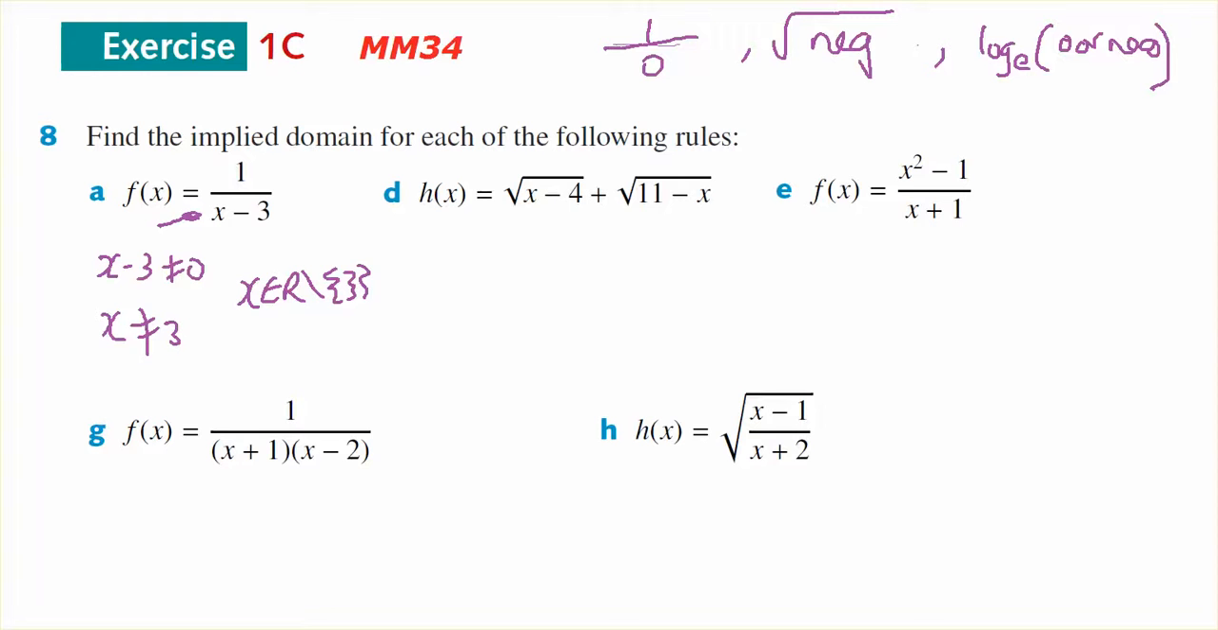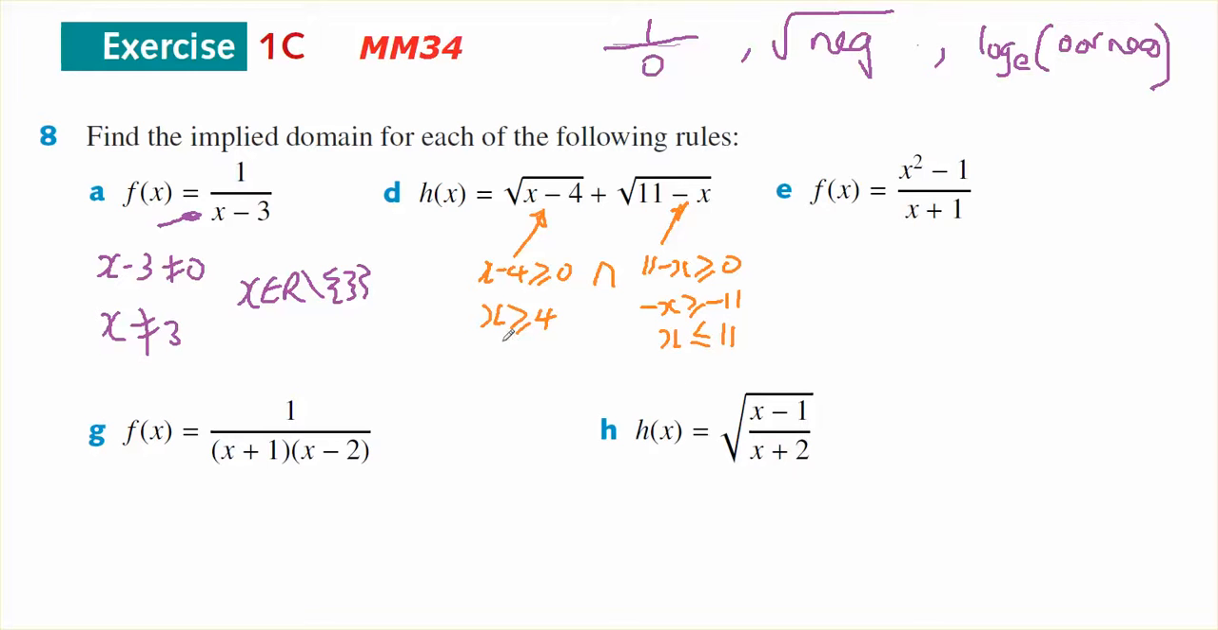In question 2, or part D, I've got a square root and I've got a square root. X has to be able to fit into both of these. So x minus 4 has to be greater than or equal to 0, so x has to be greater than or equal to 4. And, so intersect, 11 minus x has to be greater than or equal to 0, which means minus x greater than or equal to minus 11, or x less than or equal to 11.